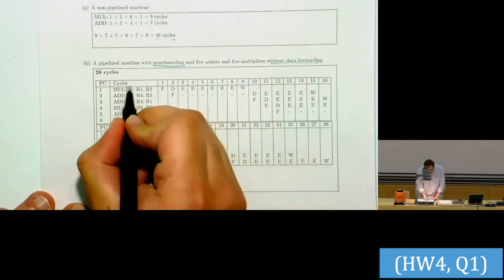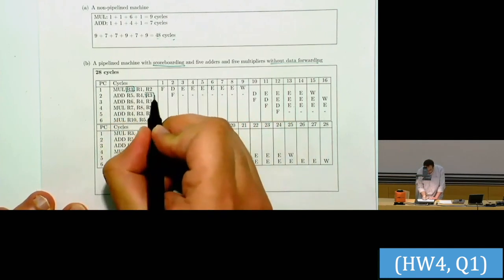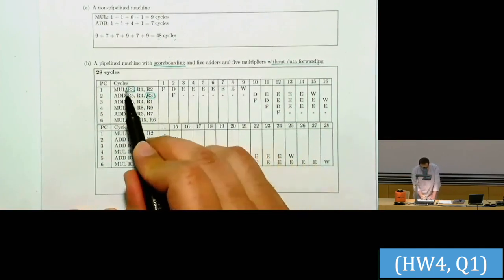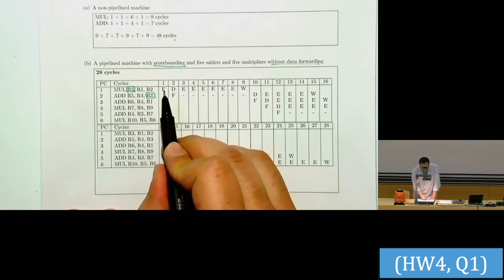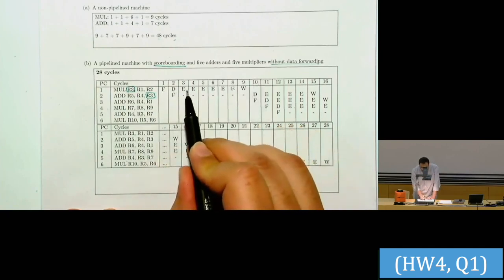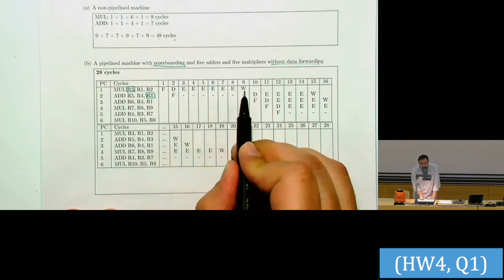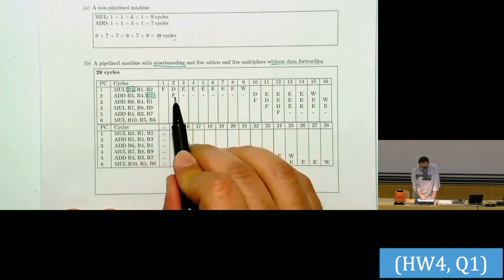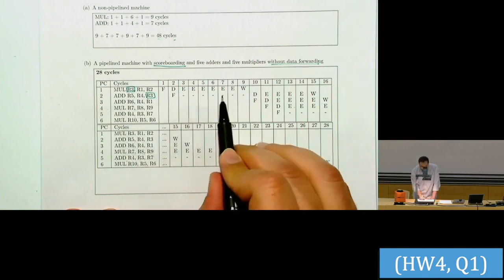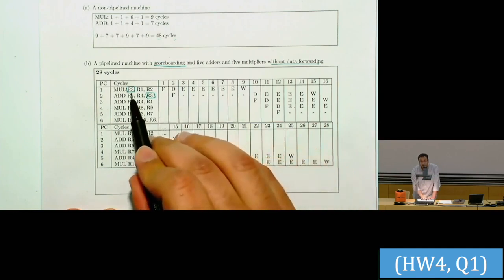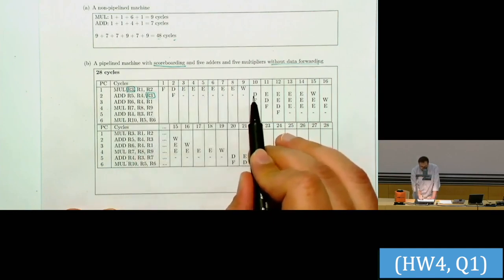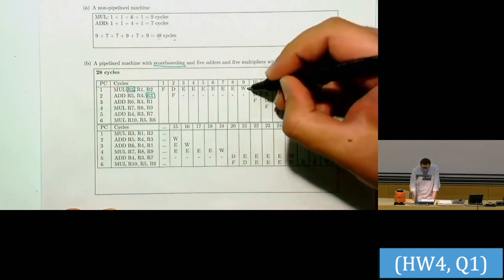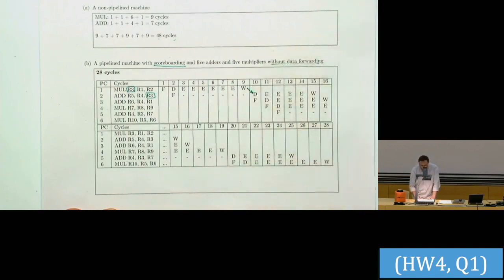So I can just actually mark this data dependency here. As you can see, the mul gets into here, fetch, decode, and then it has 6 cycles of execution and then writes back. And when you have the second instruction, you fetch it, and then you need to wait until the result of R3 is written back to the register file to be able to successfully finish decode. So we have this kind of dependency here.